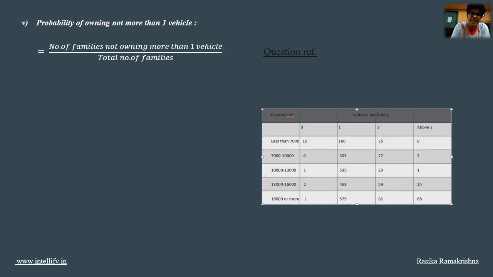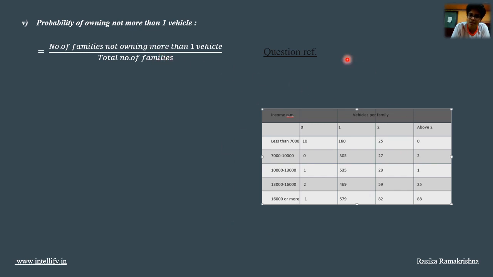So subdivision 5 is a slightly tricky one. Let's see what it says. We are asked to find the probability of owning not more than 1 vehicle. Here the event is owning not more than 1 vehicle. The probability is given by the number of families not owning more than 1 vehicle, that is the number of trials in which the event has occurred, divided by the total number of trials, which is nothing but the total number of families.